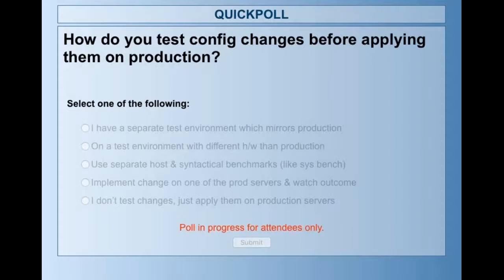Maybe you have a separate test environment which mirrors your production environment, or maybe you use a test environment with different hardware than the production environment, or maybe you use a separate host and synthetic benchmarks like sysbench, or maybe you implement a change on one of the prod servers and then watch the outcome. That could be the case, or maybe you don't test at all because you're quite happy with how things are going and just apply the changes directly on the production server. It'd be great to see how you currently do this within your organization, just to give us a bit of insight.